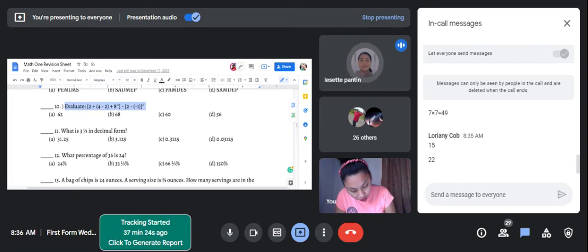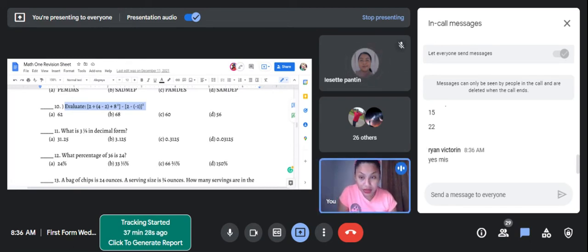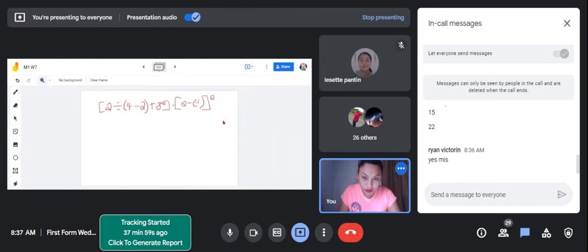Miss, I was not able to do that one. Okay. So let me see. Let me just write the question. Minus 2. Okay. So let's move to the Jamboard. And this is the question, right? 2 divided by open brackets 4 minus 2 close brackets plus 8 squared minus 2 minus negative 1, all of that squared.